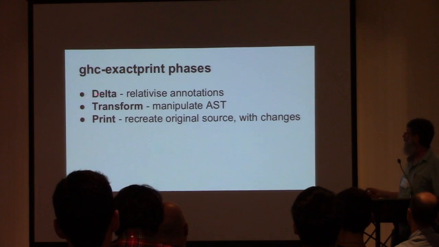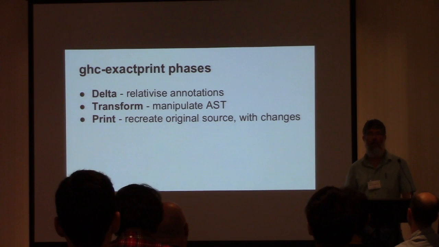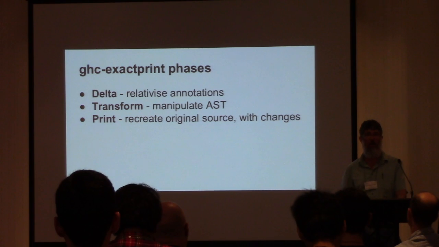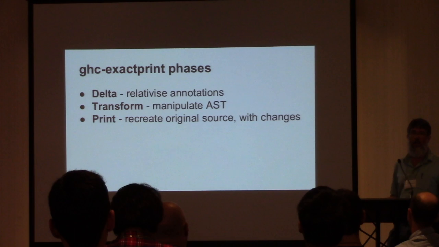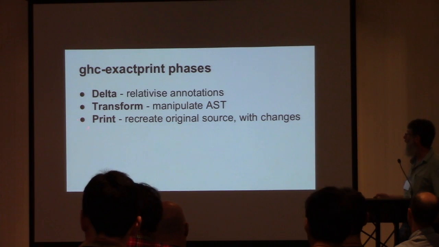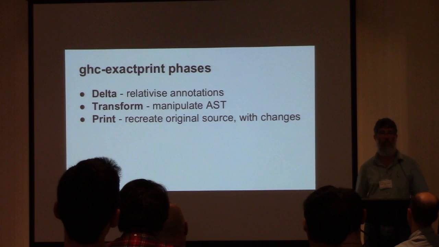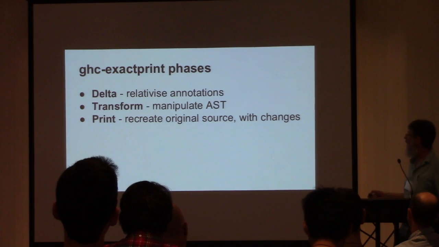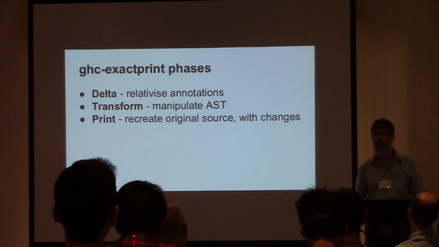It runs in 3 phases. The first one takes the ghc API annotations and converts them into this relative format. There's then a transform library, which is under heavy development at the moment. We're still feeling our way around how precisely it should work. And then the print stage will recreate the source code, possibly transformed. The test we've done is to just do delta and then print, and it comes out as original.